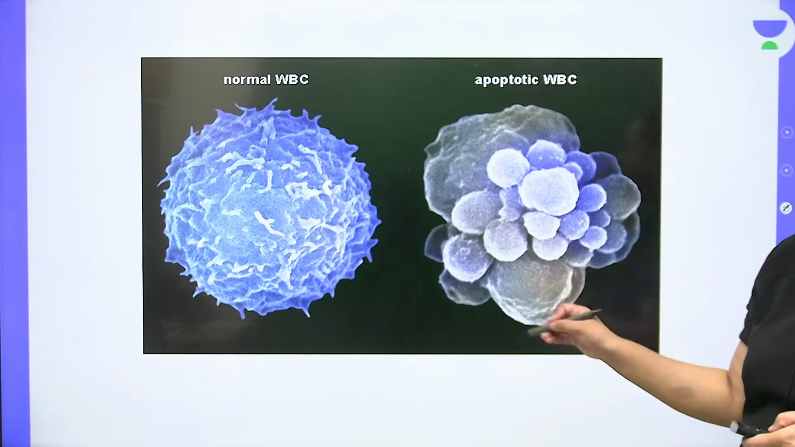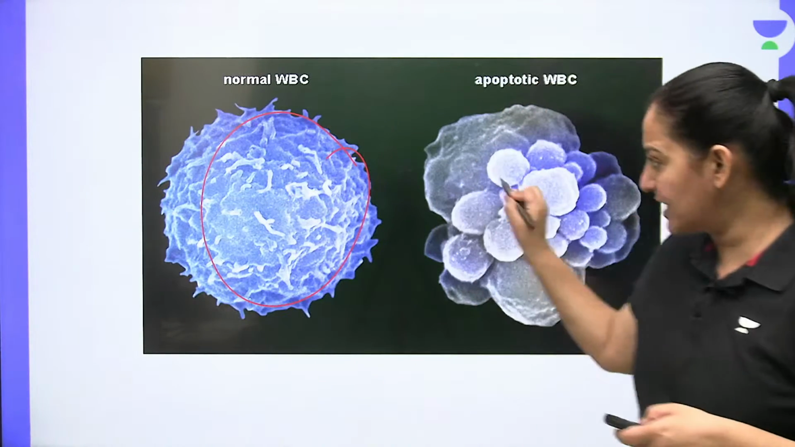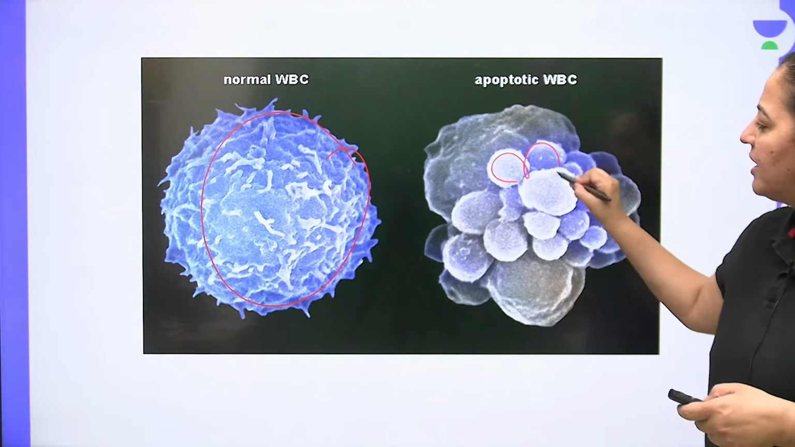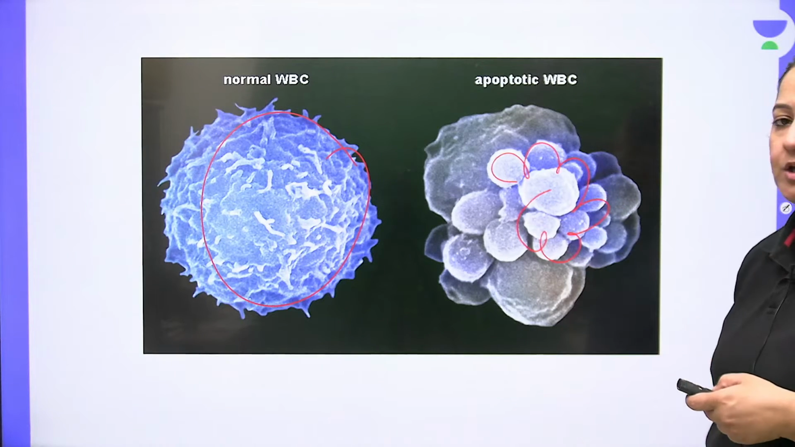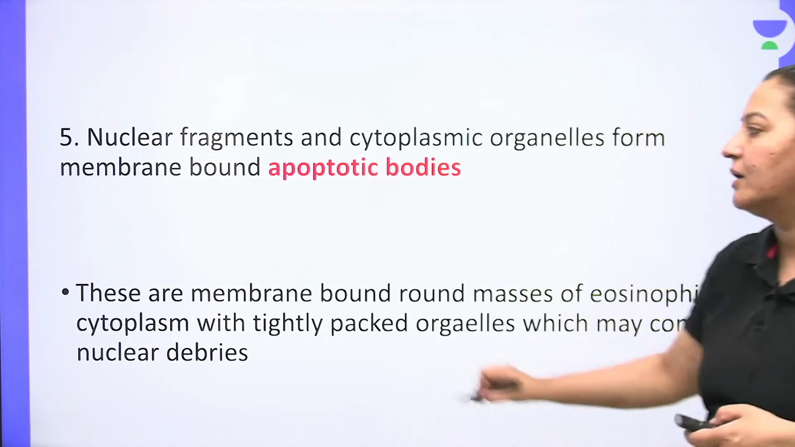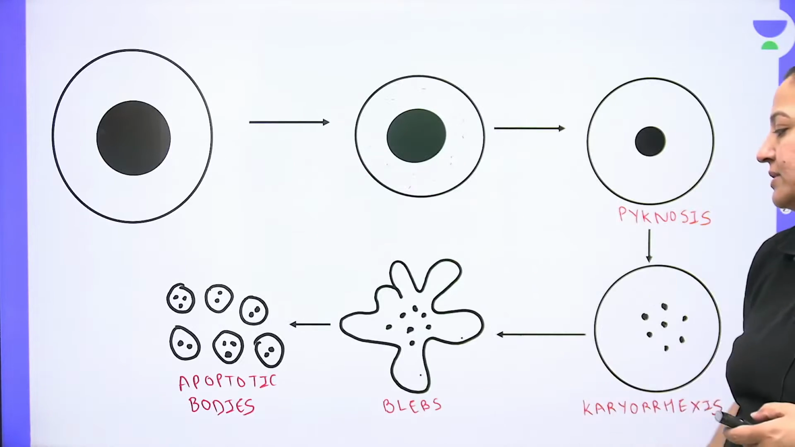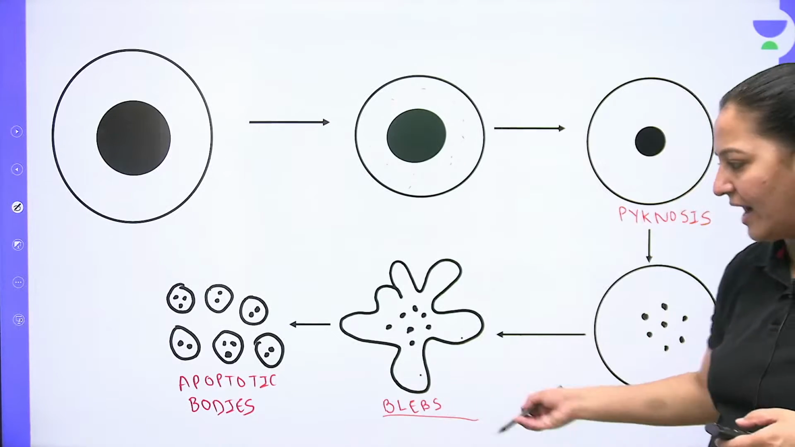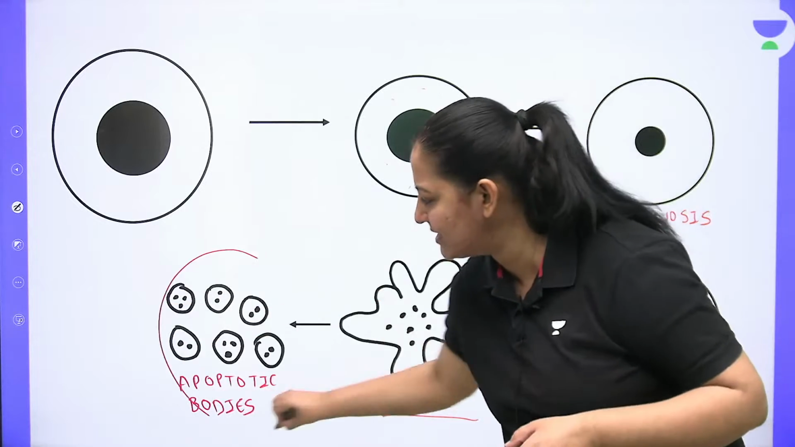So you can see, in electron microscopy, this is the normal cell, and this is an apoptotic cell on the surface of which multiple blebs are formed. Appreciate the blebs. Now, after that, all of them convert into apoptotic bodies. So all the blebs are there and ultimately the cell gets converted into multiple small apoptotic bodies.